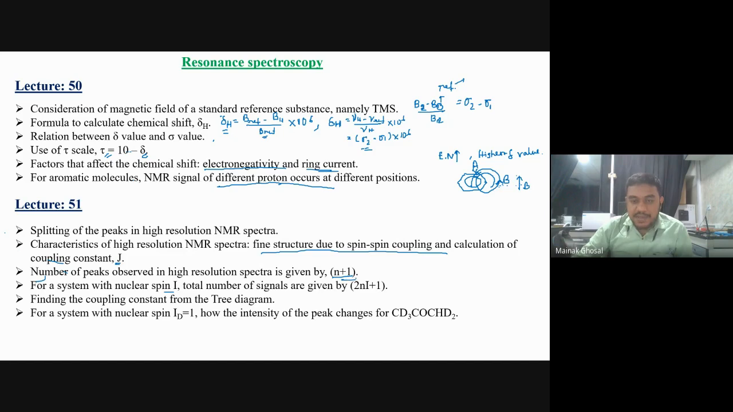You can observe peaks of n plus 1. What is n? n is the number of hydrogens, or the number of atoms, which are completely different and which are in the neighborhood. Okay.